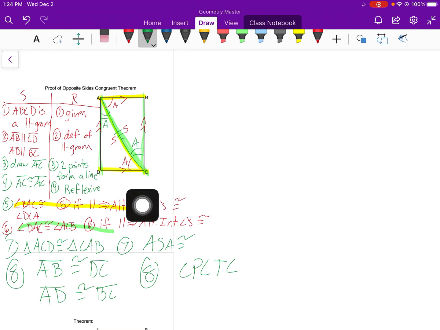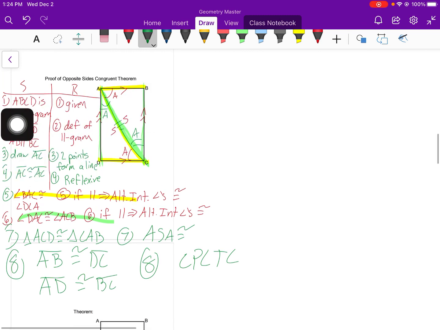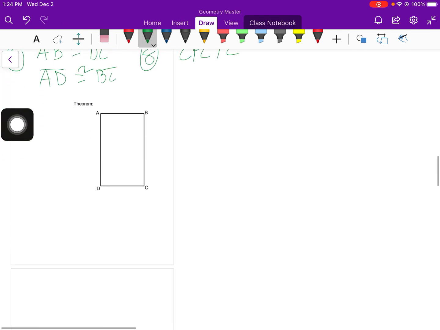Reflexive property we've been using. If parallel lines cut by a transversal, we used an entire chapter. Prove triangles are congruent, we used an entire chapter. CPCTC was that entire chapter. Okay, so we're just continuously building on. So it's a long process, a long set of steps, but it's just slowly building up. Generally speaking, in geometry, when in doubt, try to prove two triangles are congruent.